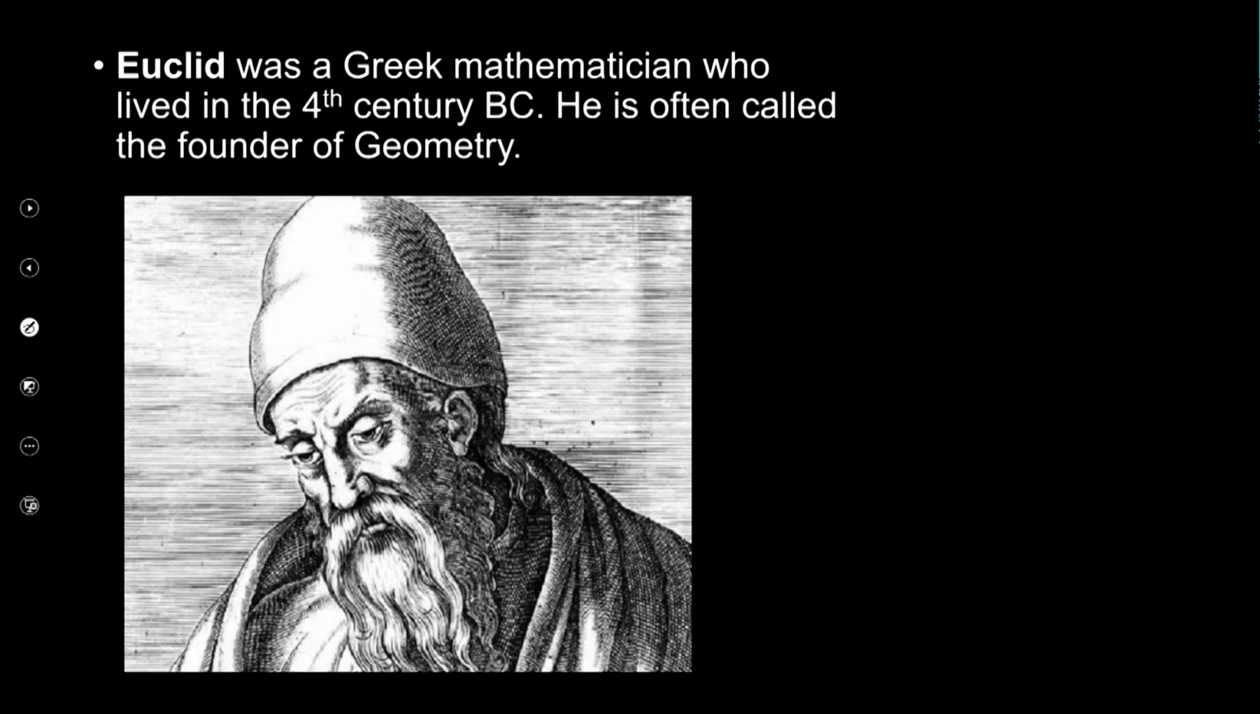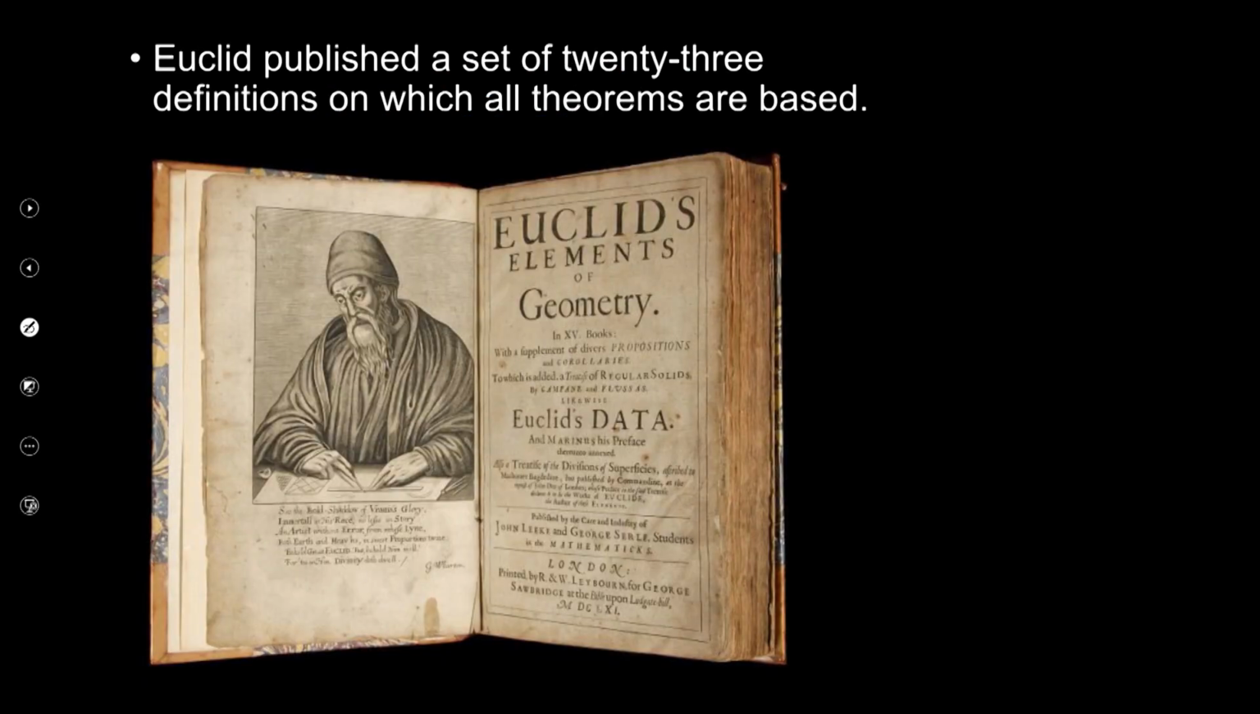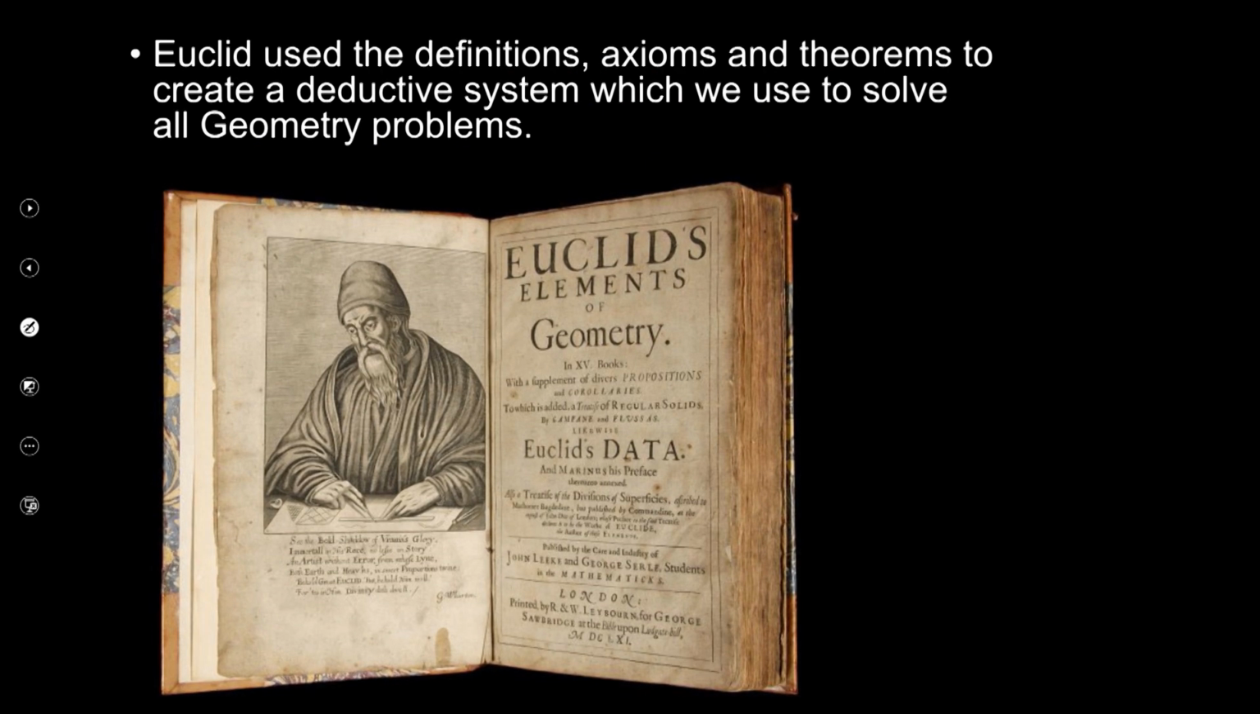So there was a very intelligent gentleman called Euclid, who was a Greek mathematician who lived in the 4th century before Christ. So he is often called the founder of geometry, because really everything that has to do with geometry, he is the one who actually made all those theorems. Now, Euclid published a set of 23 definitions on which all of our theorems are based, right? And that's where we're drawing all of this information we're going to try and talk about now.